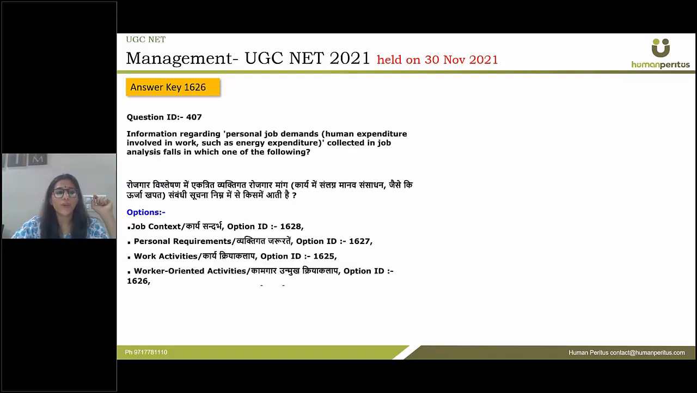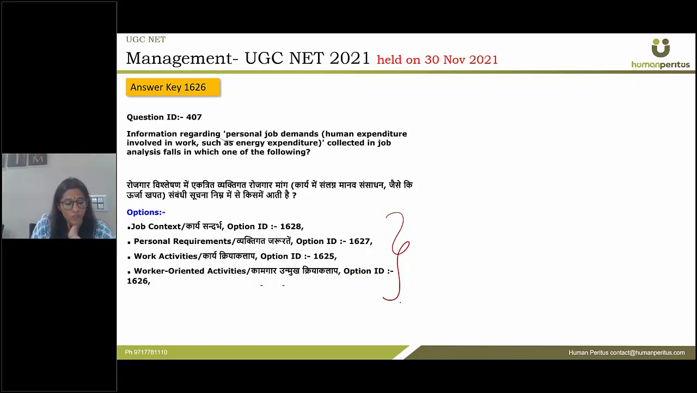Moving to the next question. Next one is information regarding the personal job demands, human expenditure involved in work such as energy expenditure collected in job analysis falls in which one of the following? Now, what is a job analysis? Job analysis basically tells us the duties and the responsibilities attached to a particular kind of job. Now, all the options given are the components of the job analysis. These particular components have some sub-components also included in them.